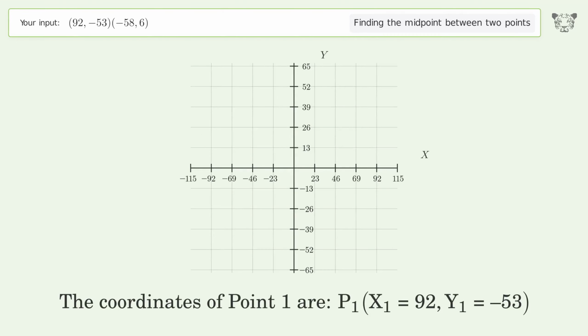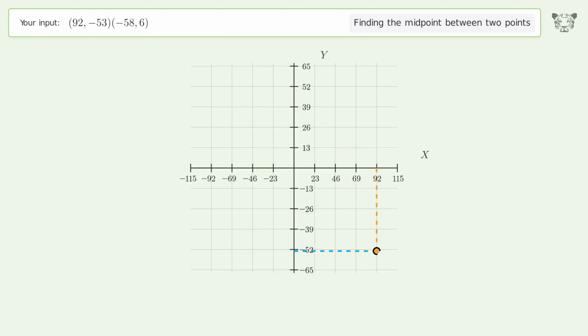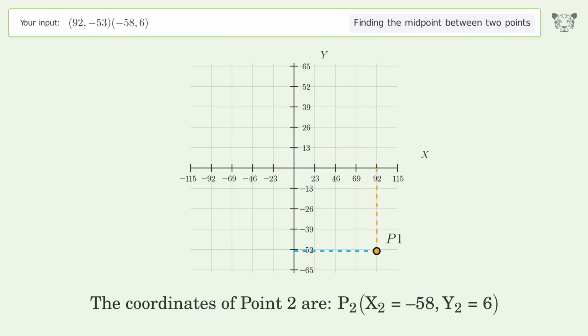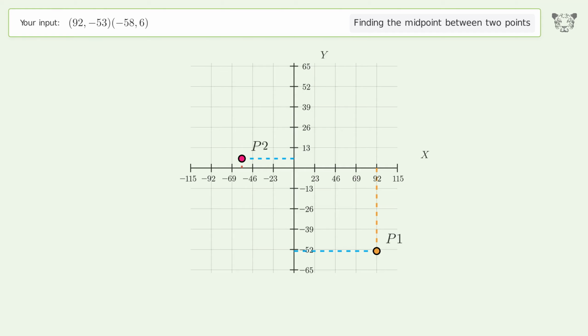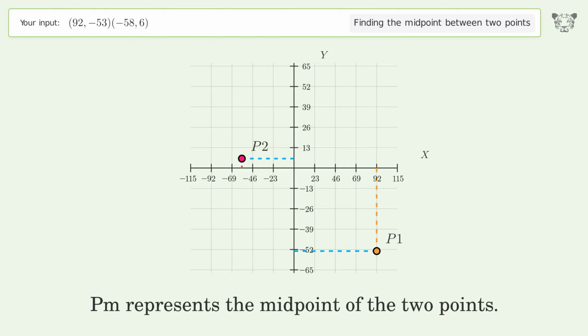The coordinates of point 1 are, x1 equals 92, y1 equals negative 53. The coordinates of point 2 are, x2 equals negative 58, y2 equals 6. PM represents the midpoint of the 2 points.